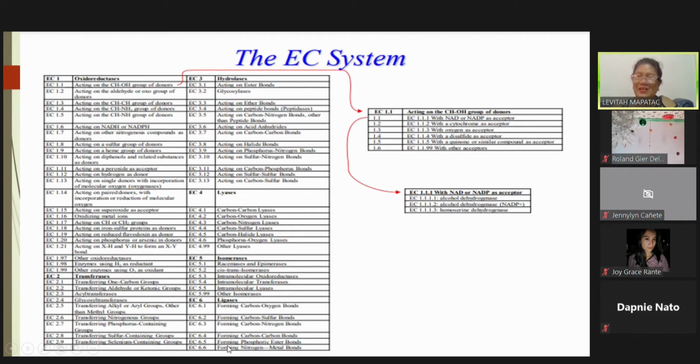This is EC1, then EC2. EC1 is all oxidoreductases. This EC2 is transferases. EC3 is hydrolases. EC4 is lyases. EC5 is isomerases. EC6 is ligases. Okay?